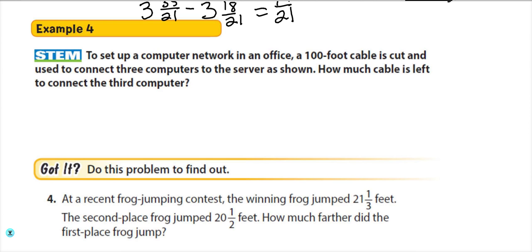All right, let's take a look at example 4. To set up a computer network in an office, a 100-foot cable is cut and used to connect 3 computers to the server as shown. How much cable is left to connect the 3rd computer? All right, so I didn't give you all the measurements here, so sorry about that. You should have 19 1/8. You should have 40 3/4. And then we're trying to find the missing one.